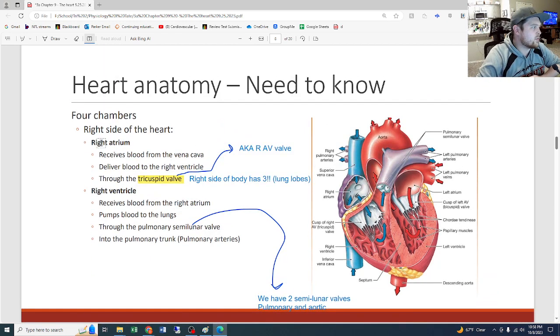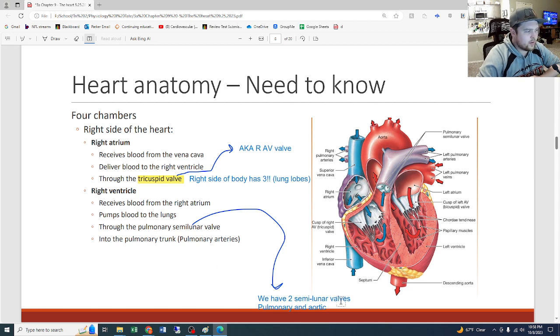So the right side of the heart, the right atrium, we're going to go over this again. It receives blood from the vena cava, superior and inferior vena cava. It delivers blood to the right ventricle through the tricuspid valve. From the right ventricle, it receives blood from the right atrium. It pumps blood to the lungs through the pulmonary semilunar valve.